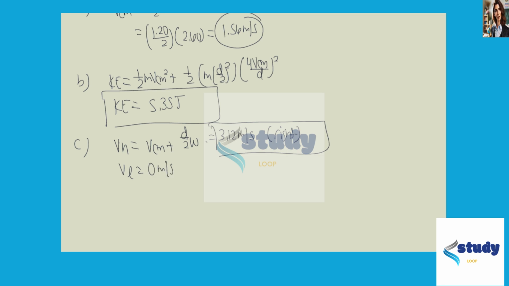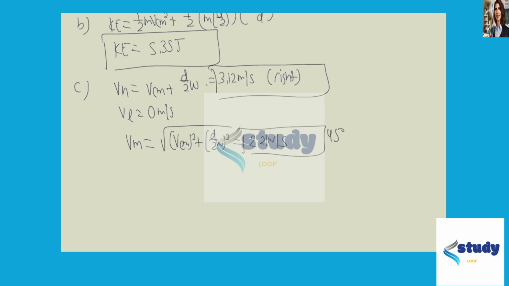Now, at the right side, we need to find our velocity at the midpoint, which is the square root of our velocity at the center squared plus d over 2 omega squared. And we get 2.21 meters per second. It's going to be acting 45 degrees below the horizontal line.